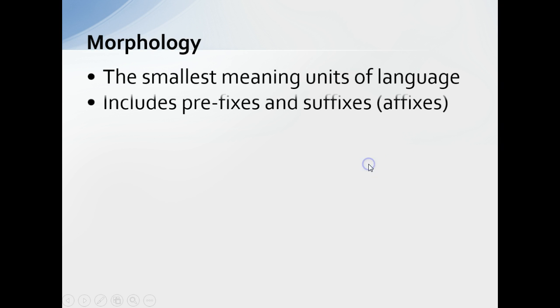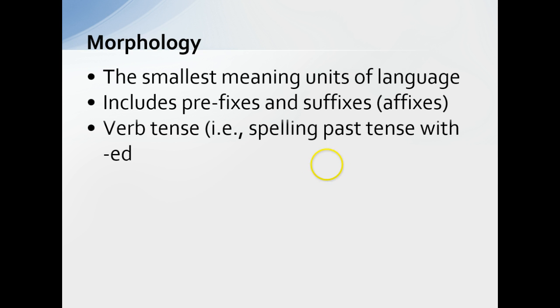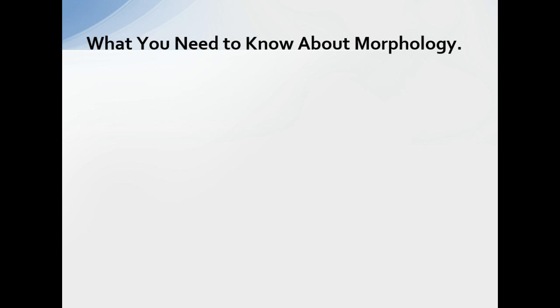So some other things to consider in vocabulary is morphology. Morphology is the smallest meaningful unit of language. It includes prefixes and suffixes, known as affixes, and verb tense, spelling past tense with ed. So an example of morphology would be boy with the S. Those are both the smallest meaning unit in that word. So some things that you need to know about morphology.